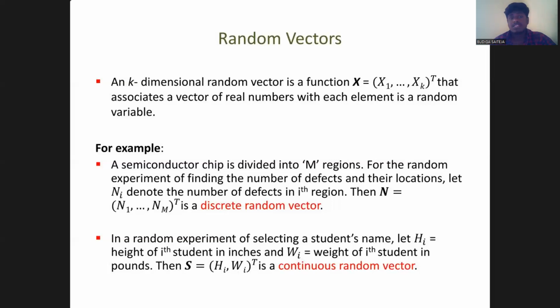And also, in the random experiment of selecting a student's name, let H(i) equal the height of the ith student in inches and W(i) the weight of the student in pounds. Then S equal to (height of the student, weight of the student) is a continuous random vector.